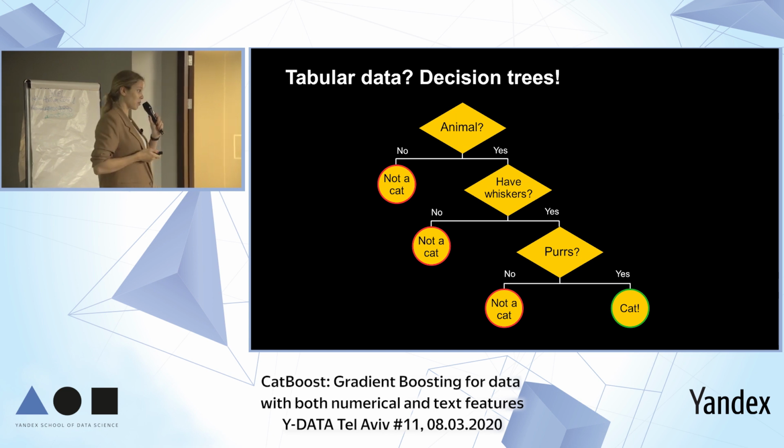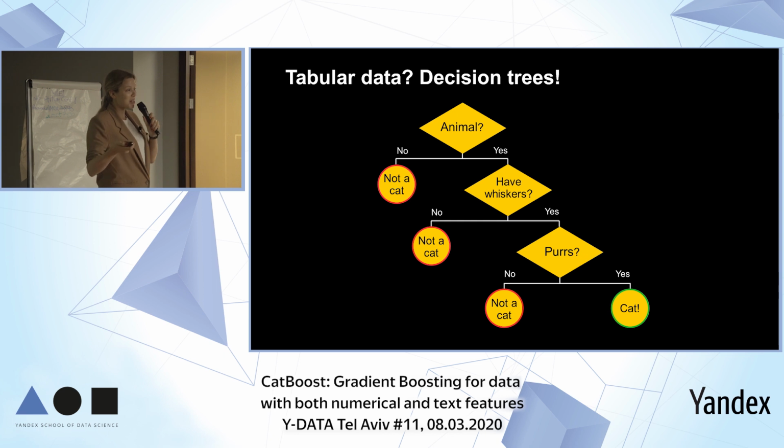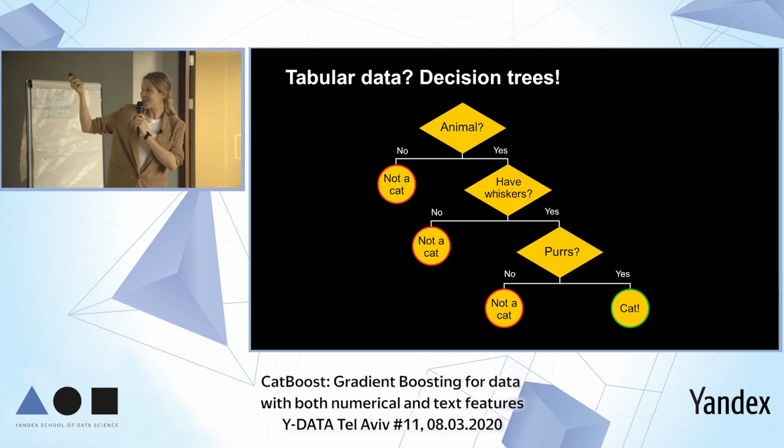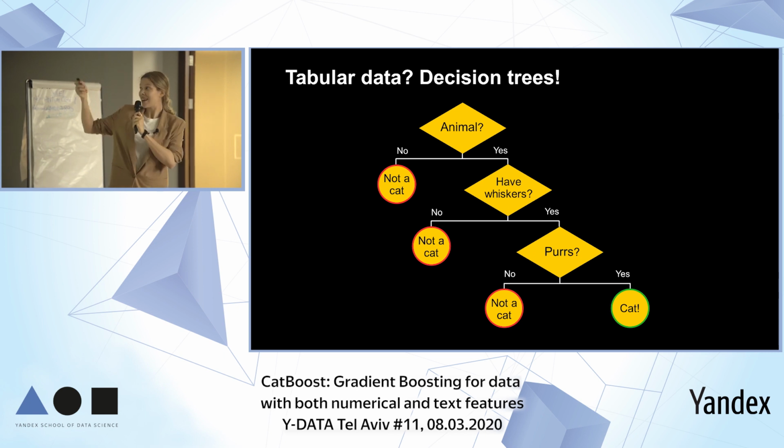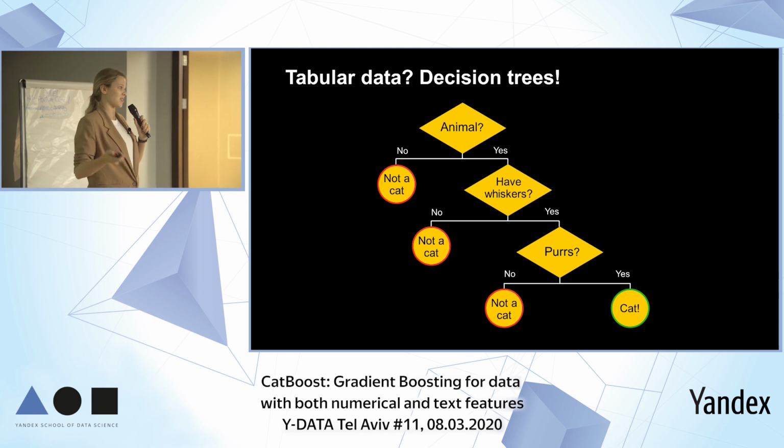How does gradient boosting work? Gradient boosting works with decision trees. A decision tree is a binary tree which contains different nodes, and in every node you have a question: is my feature greater than some value, or some other question about the feature that you have? And then you go to the leaf of the tree and there is a number or an answer.